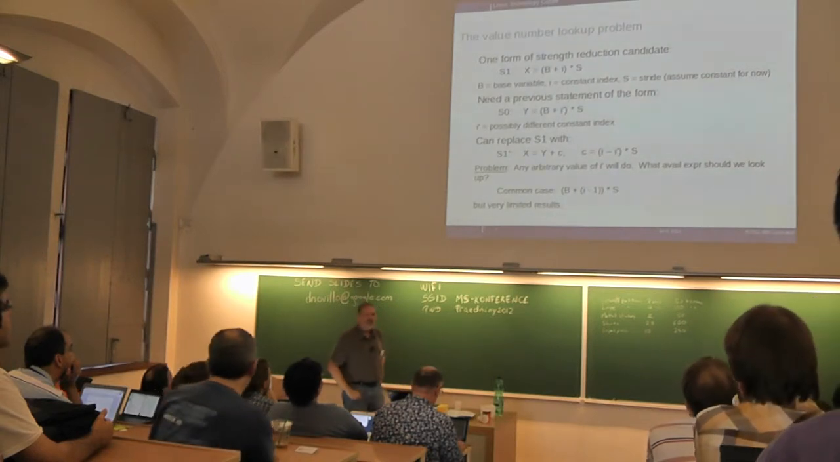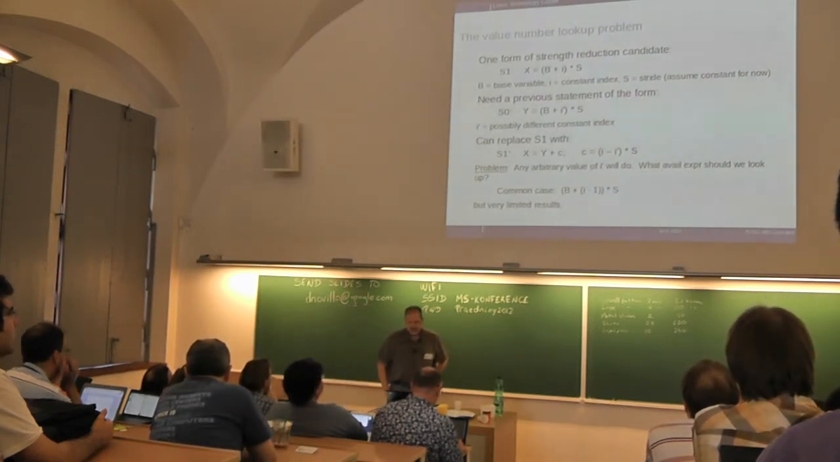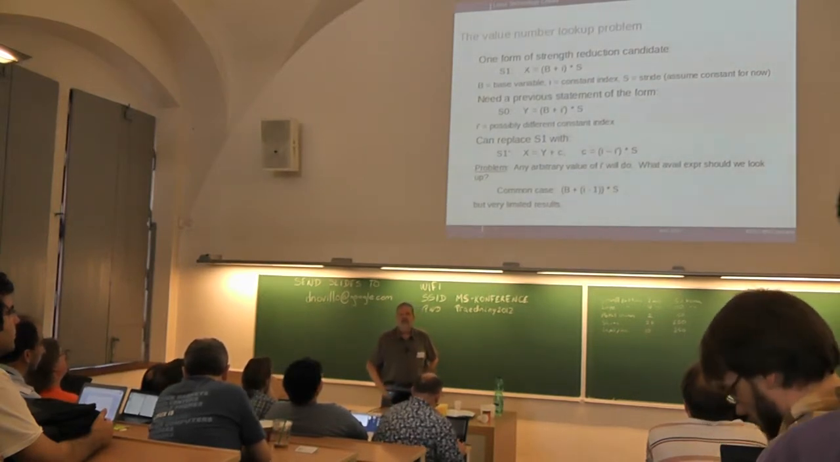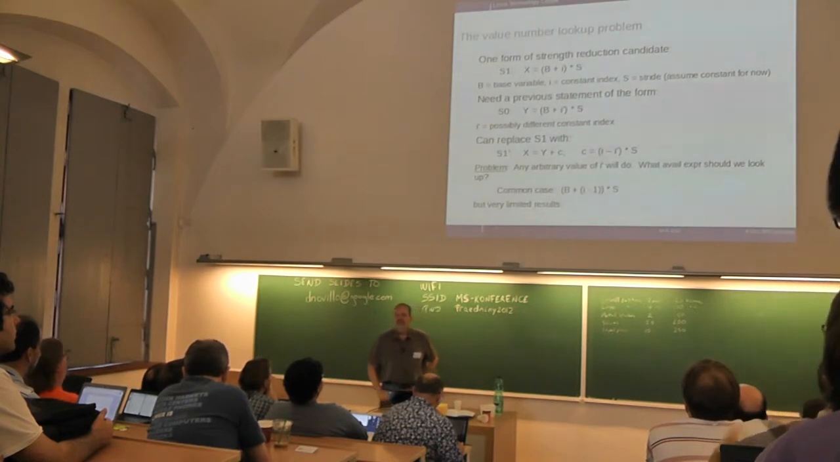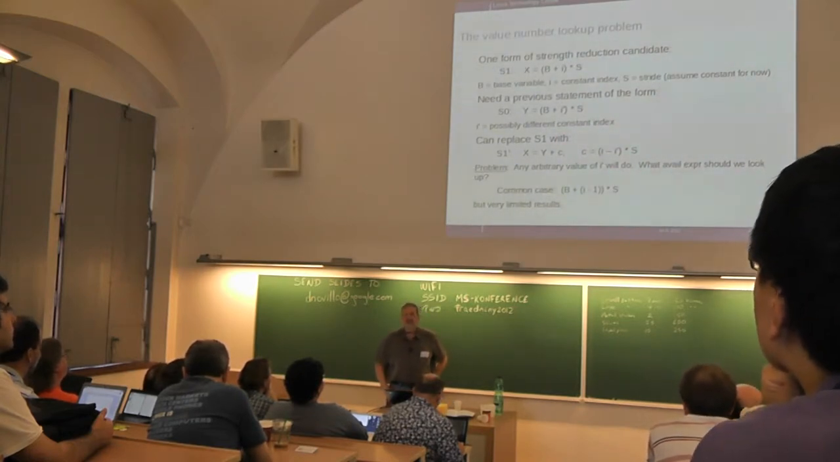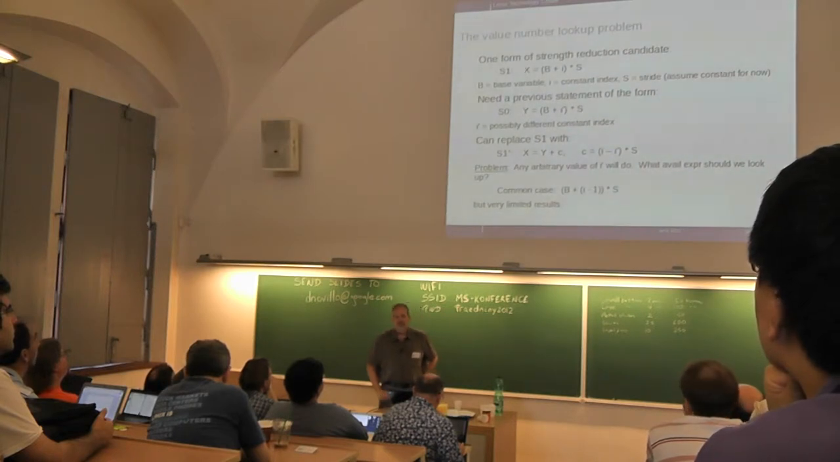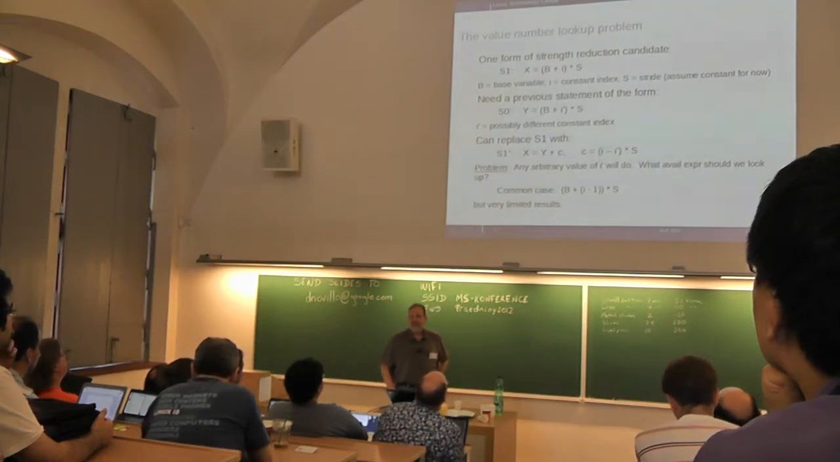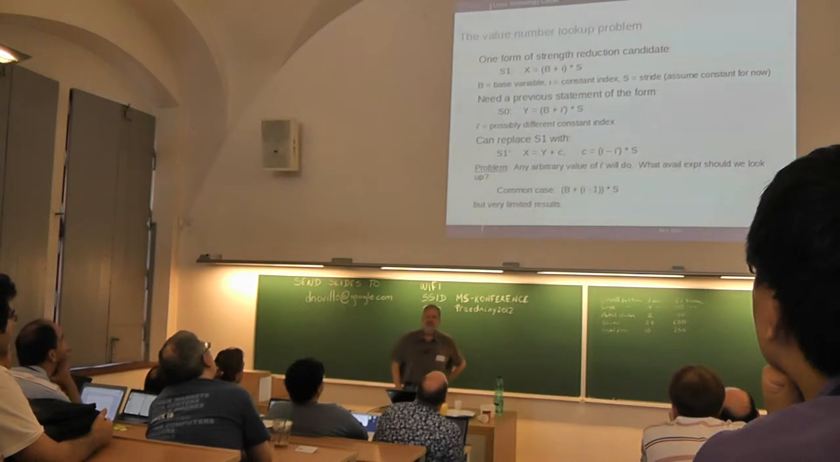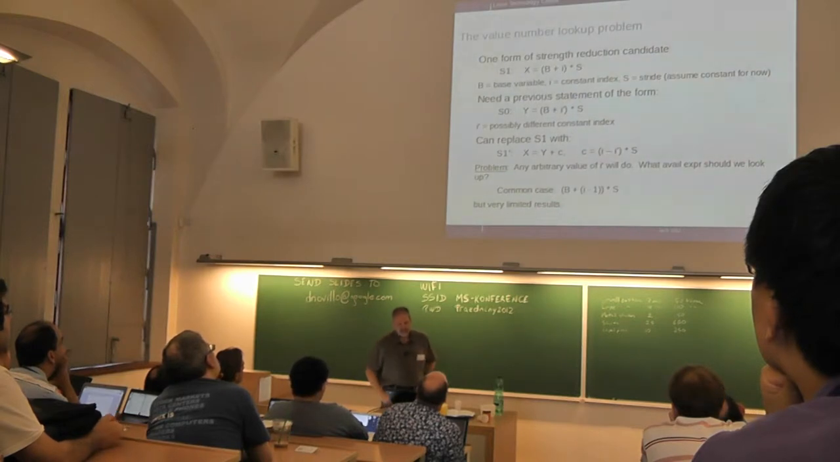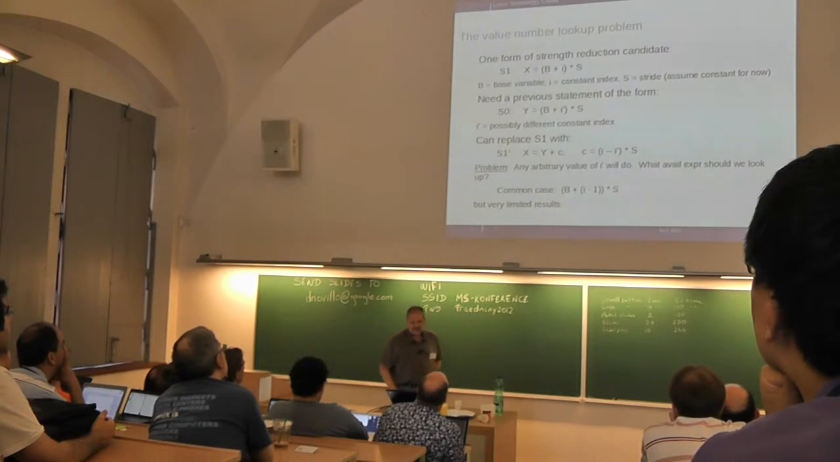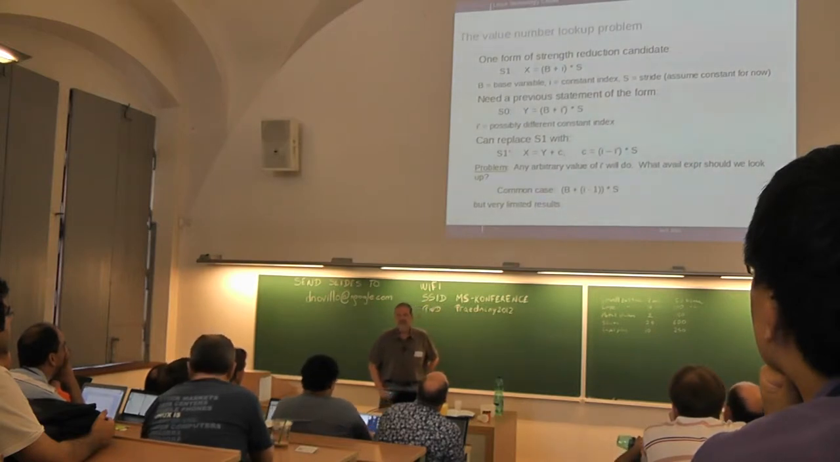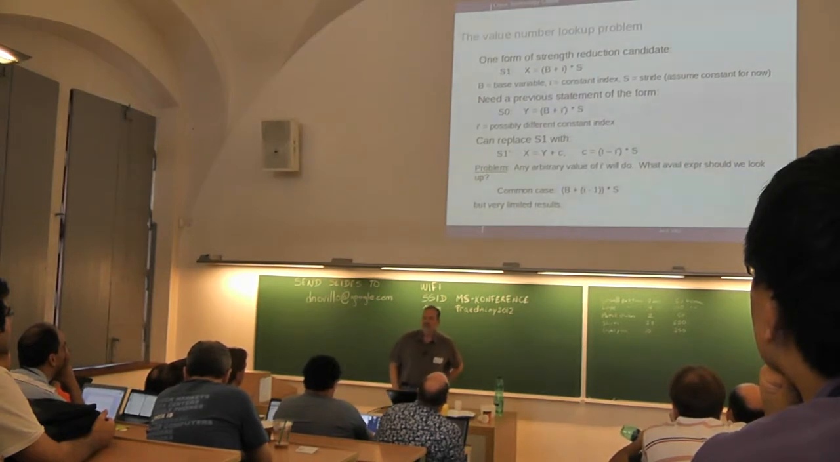So let me talk about this value numbering lookup problem really quickly. At the top there, this statement marked S1 is one form of a strength reduction candidate. I'll talk about some other forms in a coming slide. But the common thing here is that we have a base value B, which can be an address or can just be a scalar value. We have an index I, and we have a stride S we use for multiplying times the base plus the index. If we want to reduce that expression, we want to find something that looks pretty similar to it that's available to us earlier in the program. So what I've got marked here as S0 is one that looks like this. It has the exact same base B, the exact same stride S, but it's got a different constant index, which I've marked as I prime.